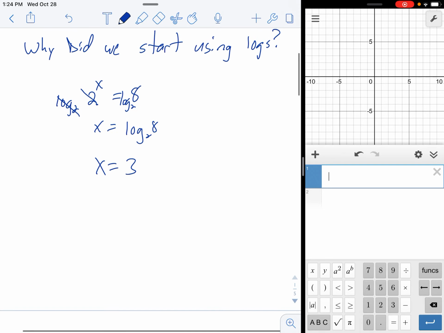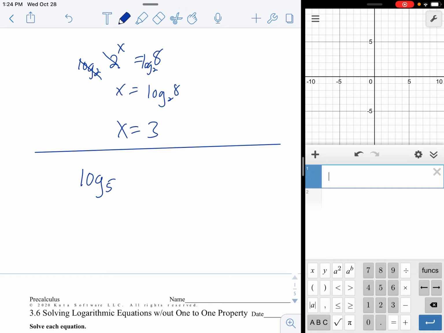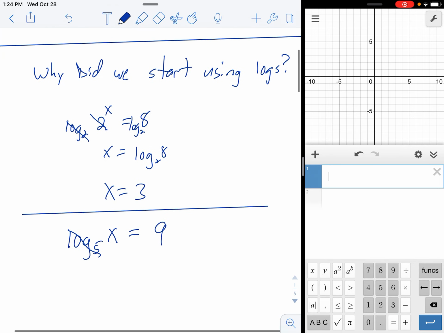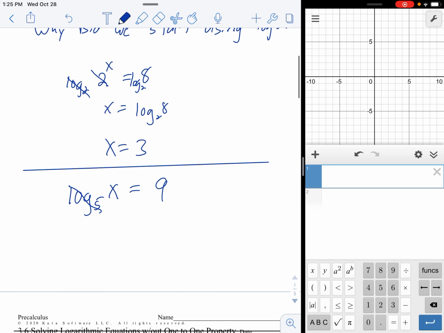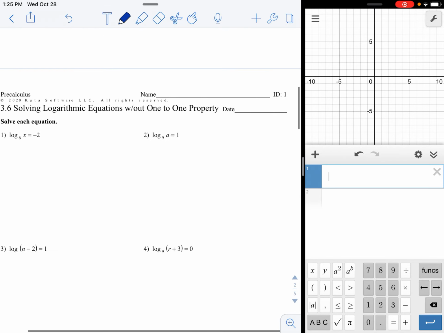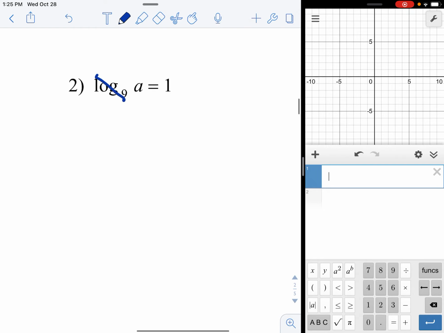Well, if a logarithm cancels out a base, what cancels out a logarithm? So if we have log base 5 of x equals 9, how do we cancel out a logarithm? If a logarithm cancels out a base, then do you see where I'm going with this? If a logarithm cancels out a base, then a base cancels out a logarithm. So as we go through this set of exercises, every problem is going to have a logarithm that we're going to need to cancel out, but there's not one on the other side to cancel.